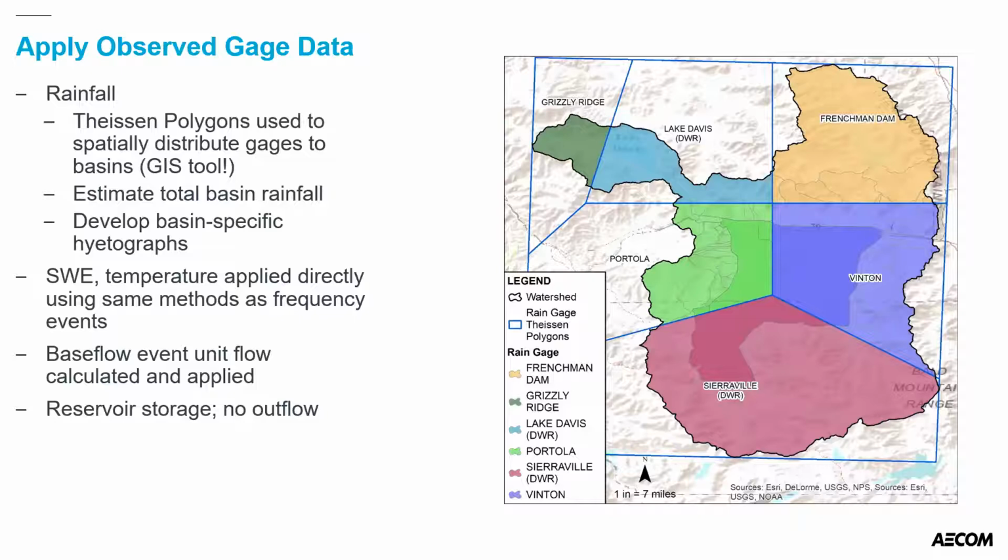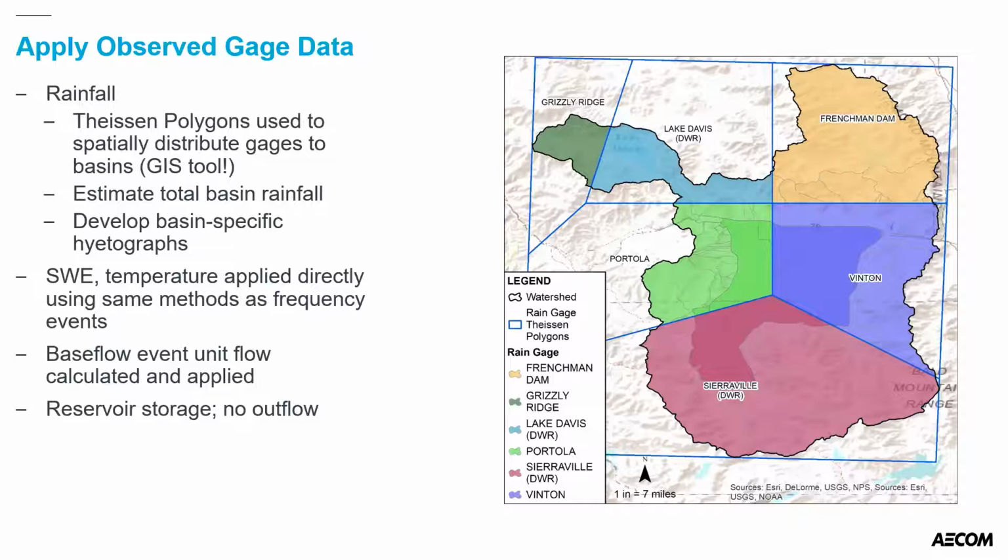hyetographs. For snow water equivalent, snow depth, and temperature, we used the same exact methods of applying that data that we used for the frequency event setup. We calculated the observed base flow for each of those storms, the floods, and applied that to the watersheds the same way we did for frequency events.